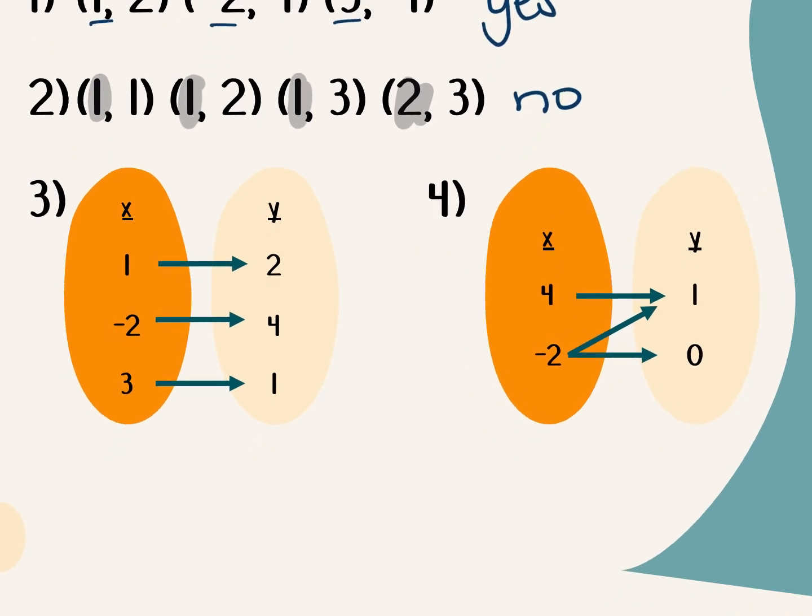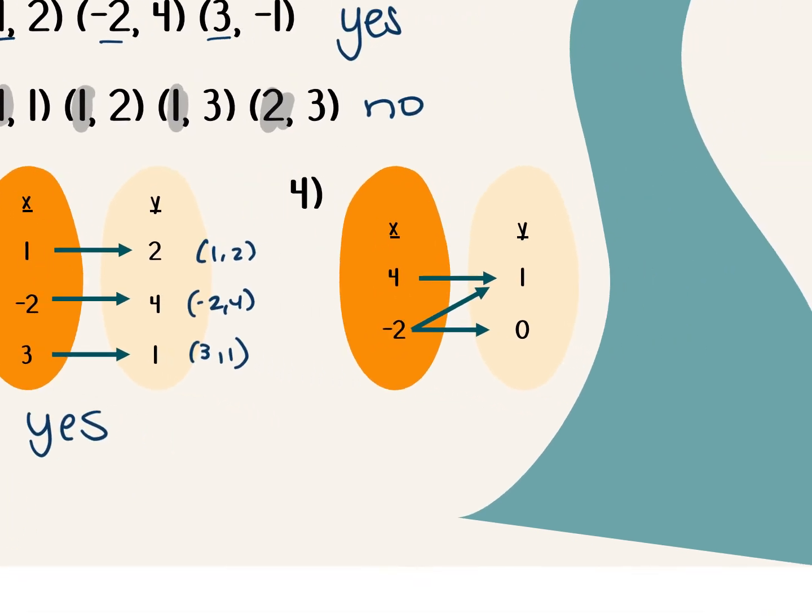So 3 and 4 are just in like a T-chart format. If the arrows confuse you, you could rewrite these as points. So this would be 1, 2, this would be -2, 4, and this would be 3, 1. Same test. Look at the x's. Do the x's repeat? No, so this is a yes. Go to the second one. This would be 4, 1, -2, 1, and -2, 0. Does the x repeat this time with a different y? So it's a no.